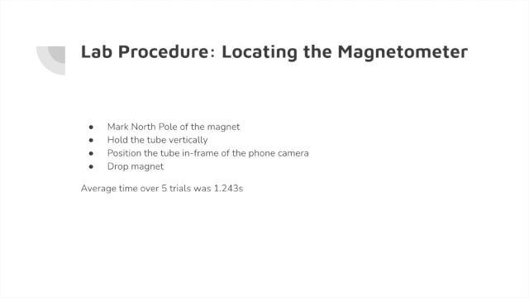For the lab procedure and to locate the magnetometer, first we mark the north pole of the magnet. Second, we hold the tube vertically. Third, we position the tube in frame of the phone camera. And fourth, we drop the magnet. The average time over 5 intervals was 1.243 seconds.